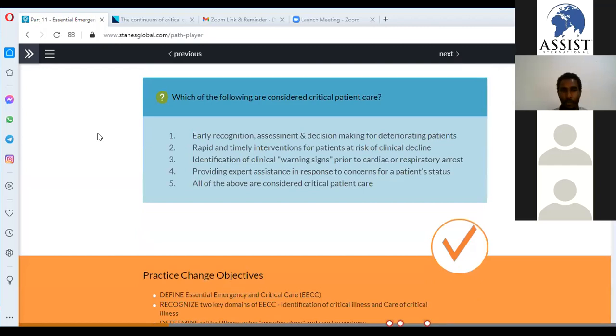You can see the choices from 1 to 5. You can answer on the chat box. Which of the following are considered critical patient care? 1, early recognition, assessment, and decision making for deteriorating patients, rapid and timely intervention, identification of clinical warning signs, and providing expert assistance whenever needed. 5, all of the above are considered. Choose one of them which you think is considered critical patient care.